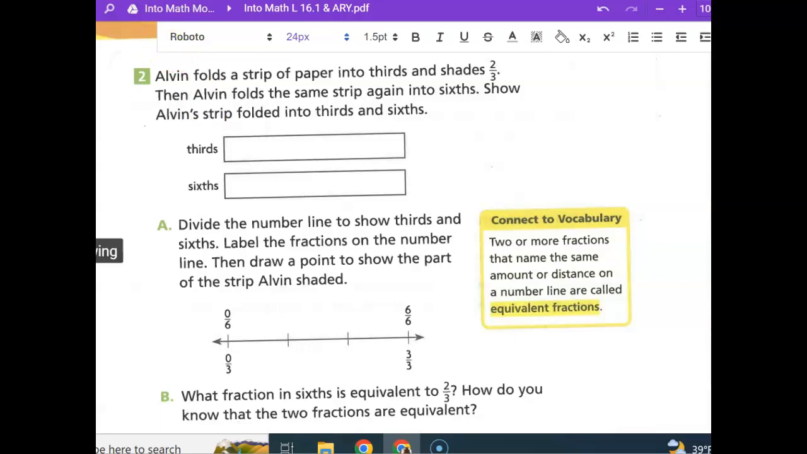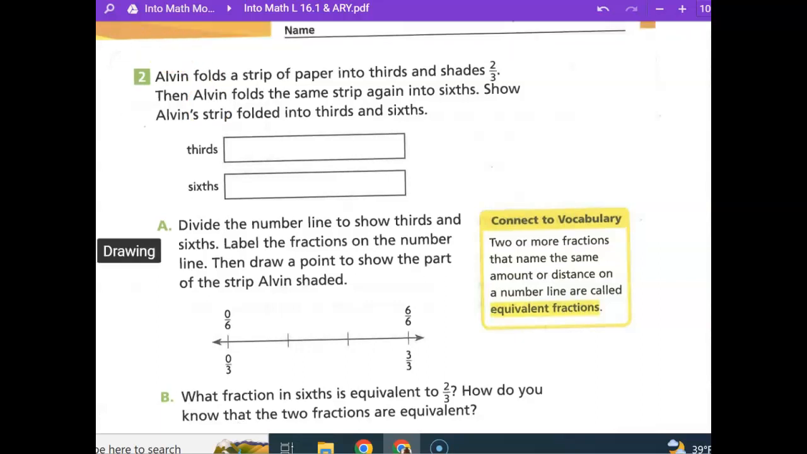Alvin folds a strip of paper into thirds and shades 2/3. So we're going to take this strip of paper and we're going to divide it into thirds, and we're going to shade 2/3. Show how Alvin's strip is folded into thirds and sixths. Okay, so if we divide each of those thirds in half, let's try that again, I think, if I do it differently. So let's do our thirds, and then we're dividing each of those thirds into half. And we're shading the same amount of paper.